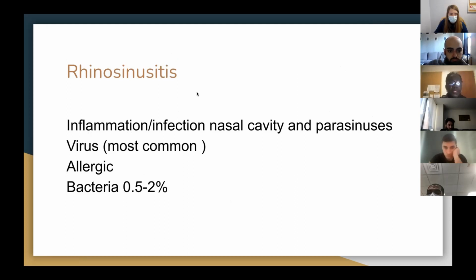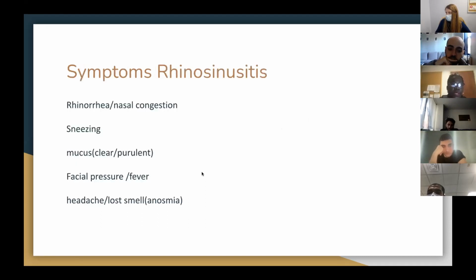So let's go through rhinosinusitis, which is our last group of infections, and then we'll be all done. So rhinosinusitis, inflammation in the nasal cavity and the paranasal sinuses, mainly viral, and then it could be allergic, or a small percentage could be bacterial. So again, the symptoms are quite similar to what we've seen before. Remember, this could have a fair amount of facial pressure from the sinus. You can have loss of smell, anosmia, and of course, the rhinorrhea and the headache.